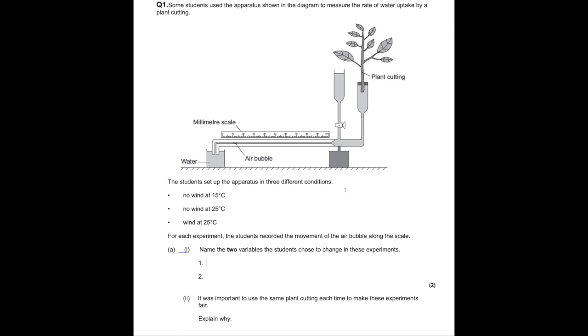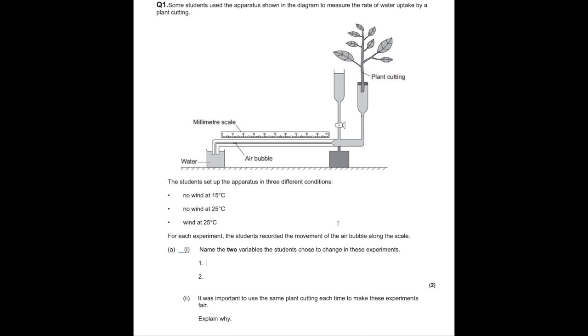So the students set up the apparatus in 3 different conditions: no wind at 15 degrees C, no wind at 25 degrees C, and wind at 25 degrees C. So for each experiment, the students recorded the movement of the air bubble along the scale. Name the 2 variables the students chose to change in these experiments.